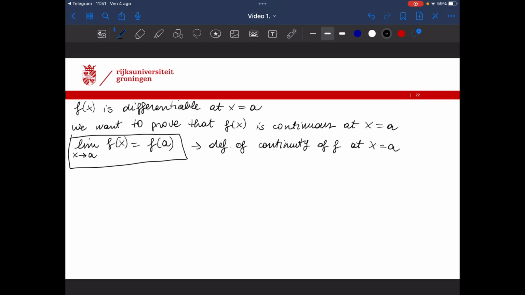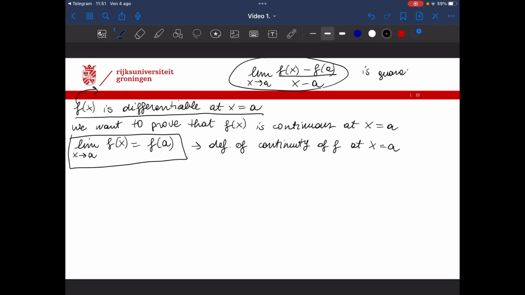Now, for a moment, let's reflect on this information that we have. This is what we're starting with. This is basically our hypothesis. So f of x is differentiable at x equal to a. What this means is that the limit as x goes to a of f of x minus f of a over x minus a, this is what we have been talking about so far, this limit is guaranteed to exist, which is not a given. This is not something that we should take for granted, because as we said multiple times, this limit does not always exist. But in this case, we are sure that it exists. Why? Because f is differentiable at x equal to a.